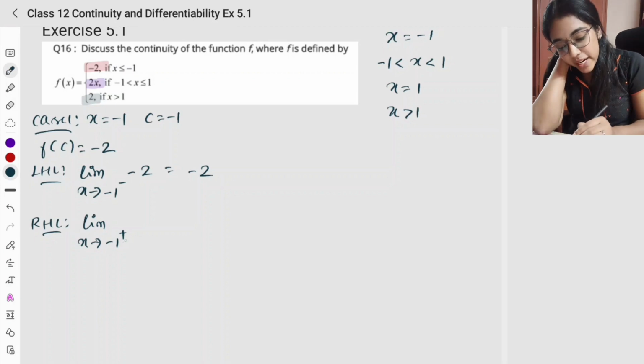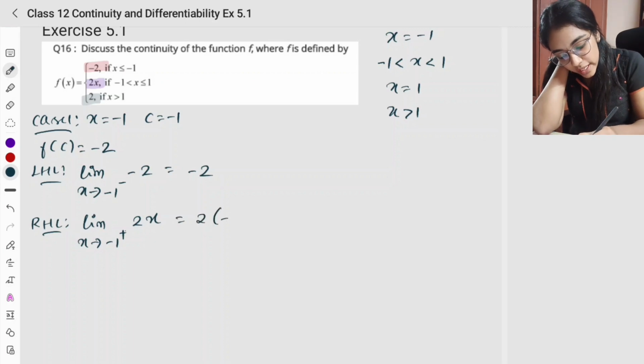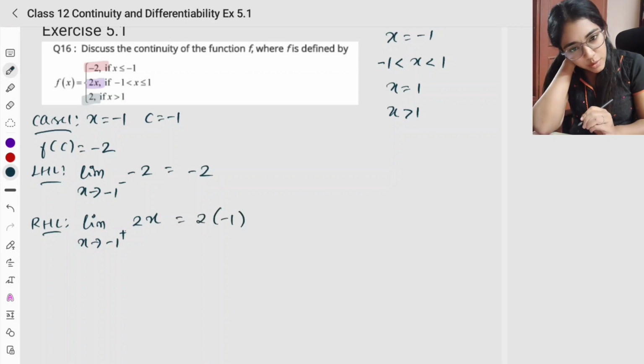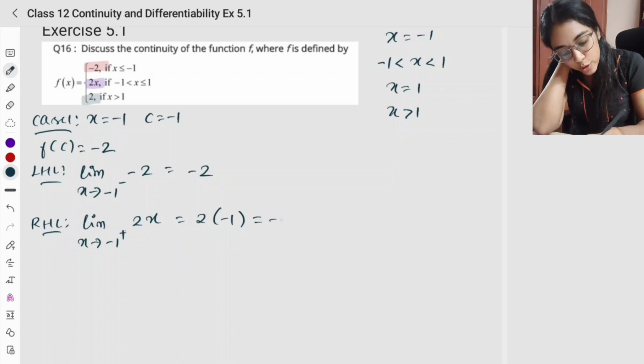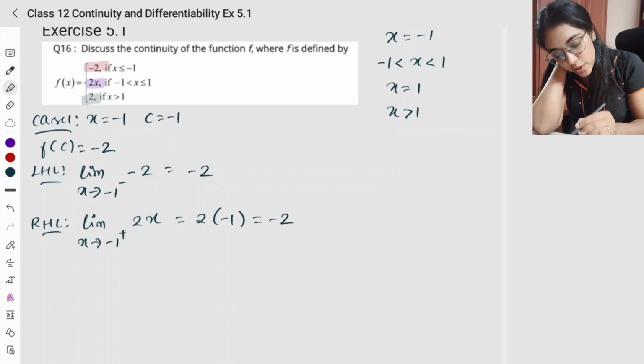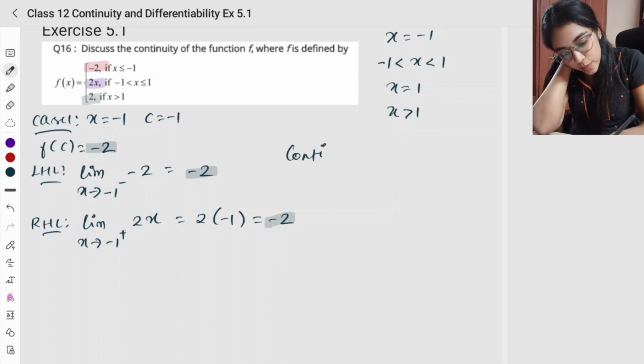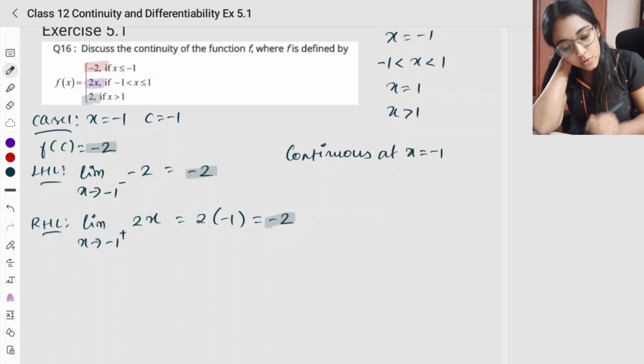Okay, now I have -1 plus அப்படினா it is going to be 2x, the value marked in purple highlighter. Okay, இப்போ 2x na 2 into -1. When I substitute the value of -1 to the x, I'll have 2 into -1, which is -2. Super. What do you see? The value here is a -2, the value here is a -2, and the value here is also a -2. So you see that it is continuous at x is equal to -1.